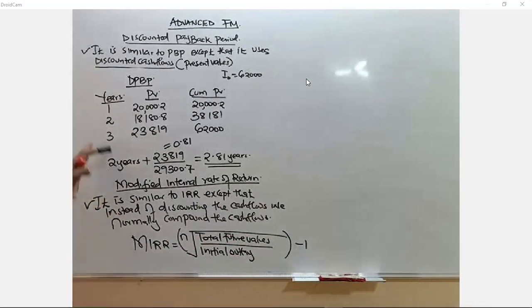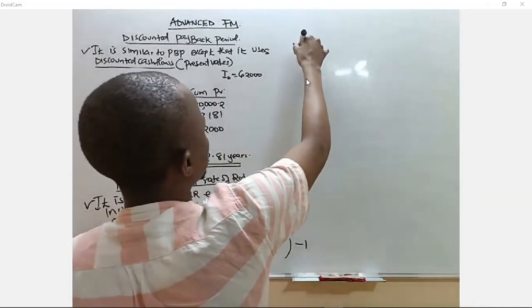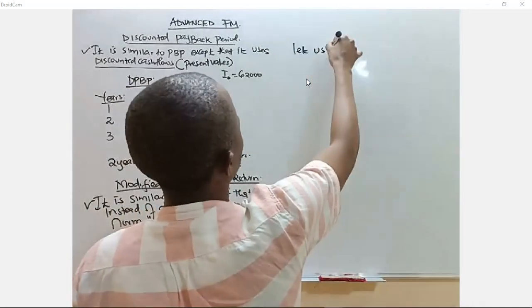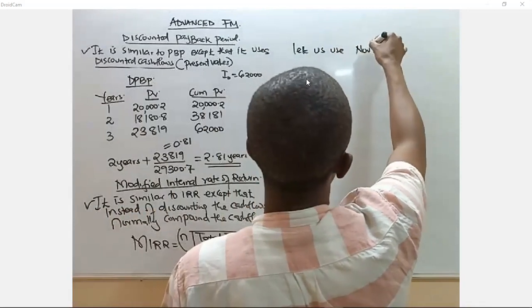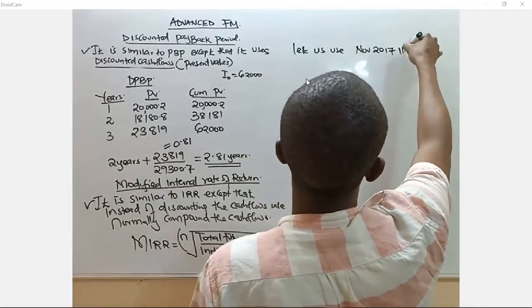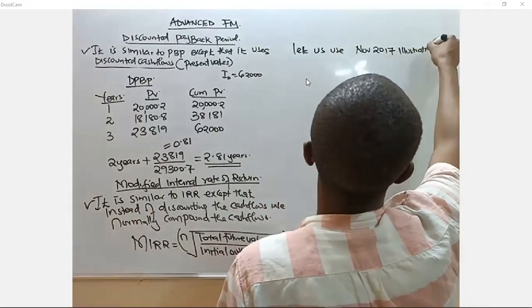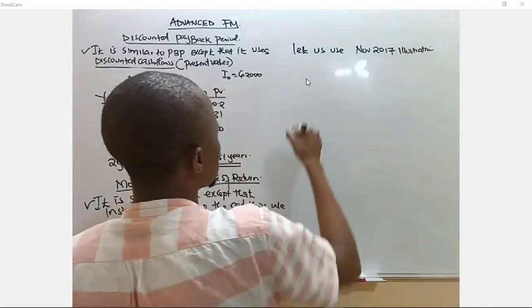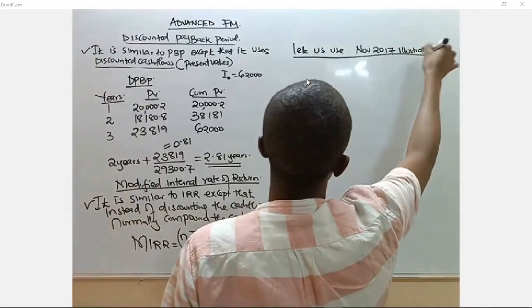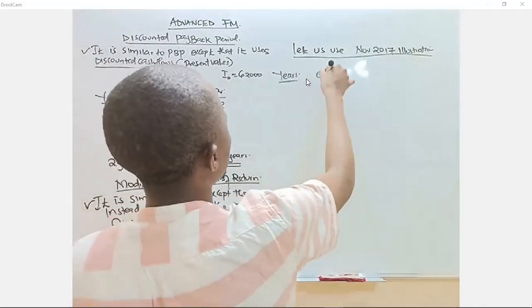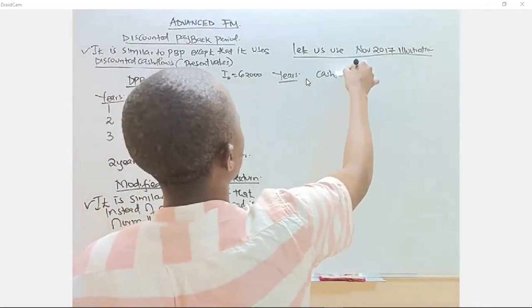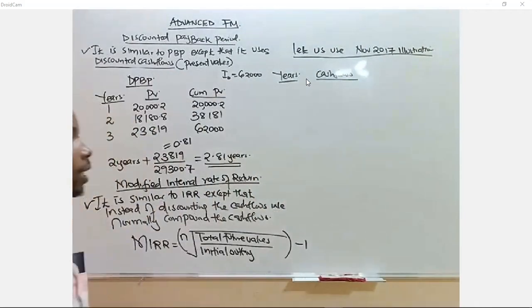The same question, right? Where I'm saying, let us use, is it 2017 November? November 2017 illustration. And in this case, when you look at it, we had only 3 years. So we have the number of years, and then we have our cash flows.